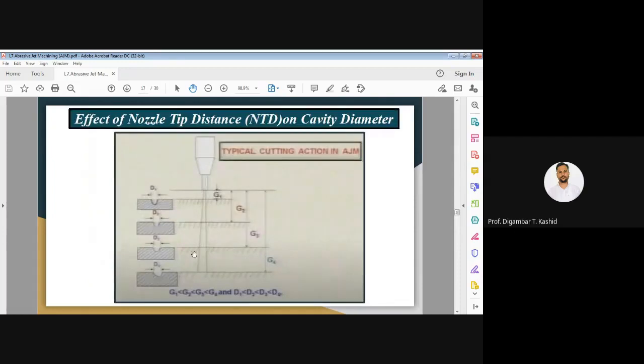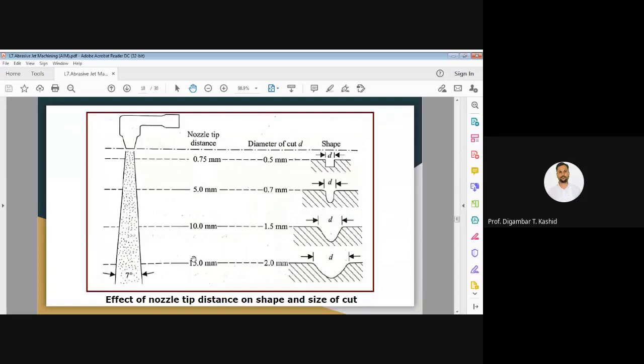Again, I will give 2 minutes to draw this diagram. You can draw this diagram, no problem. Effect of nozzle tip distance on your cavity diameter, or diameter of cut.